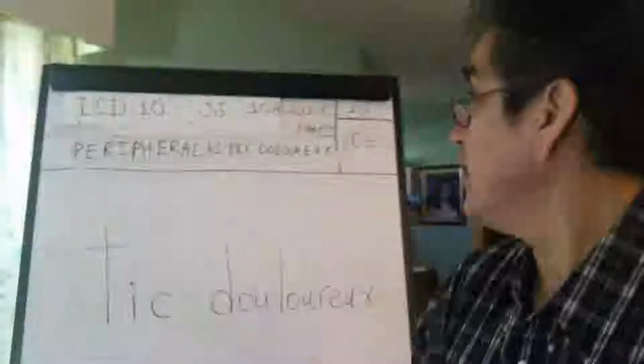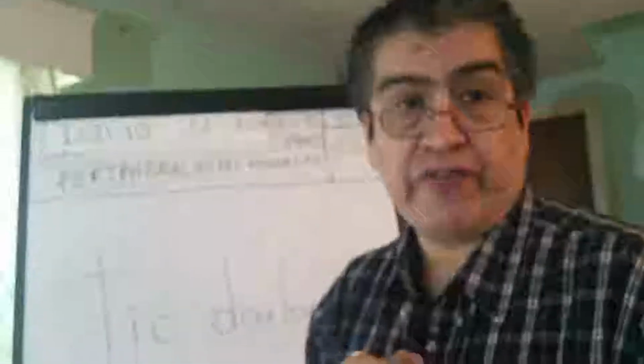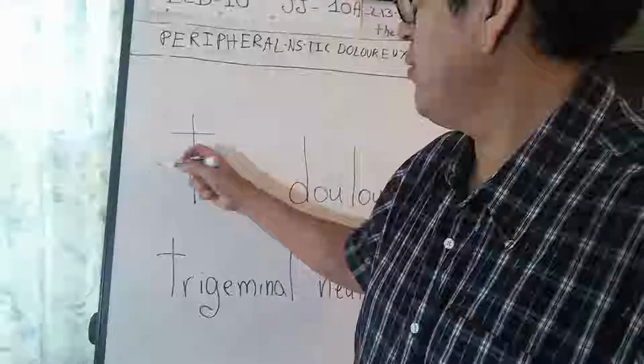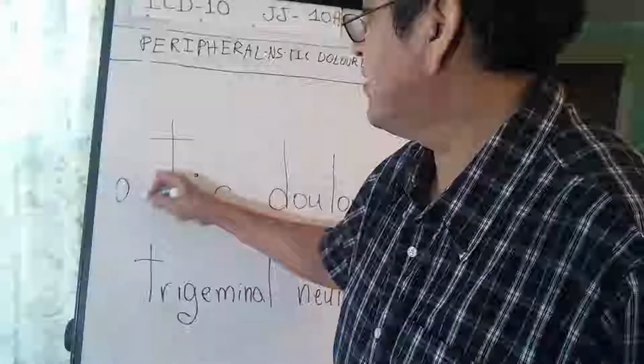Hi, this morning we have the last problem in this section of the peripheral nervous system. The problem is on page 213 in the book, problem 6. And the problem just says this.